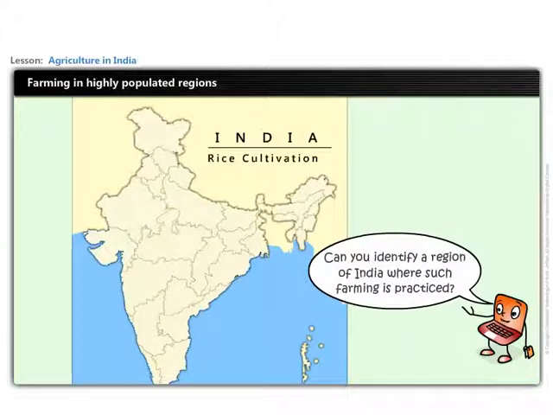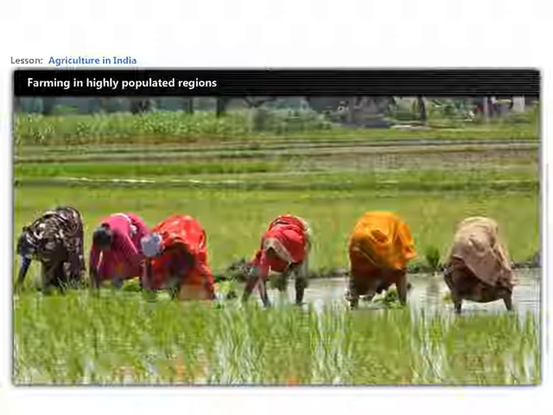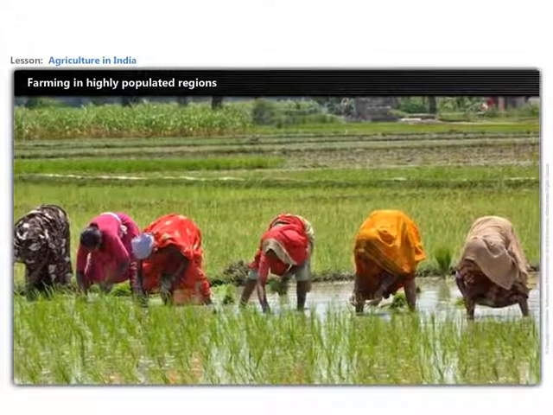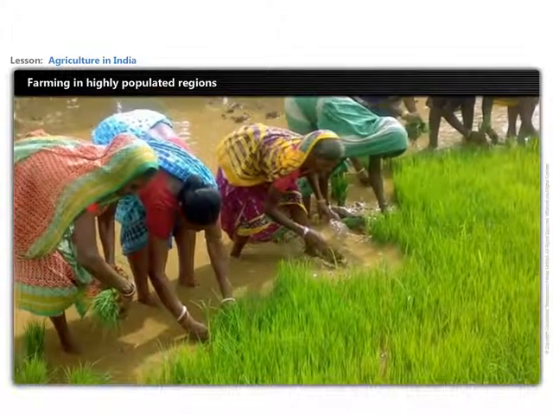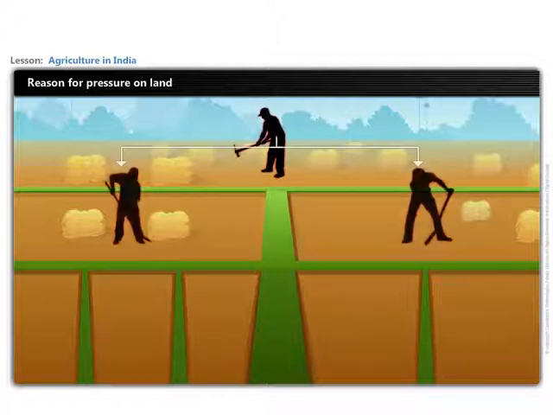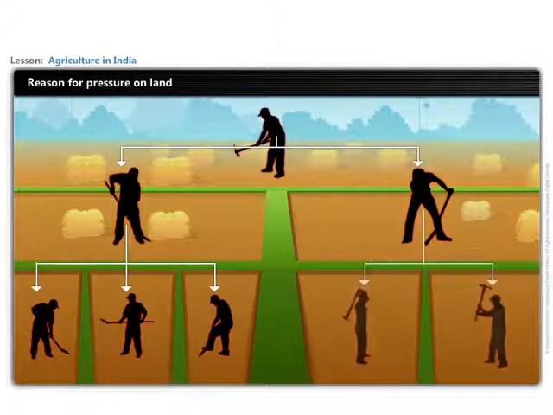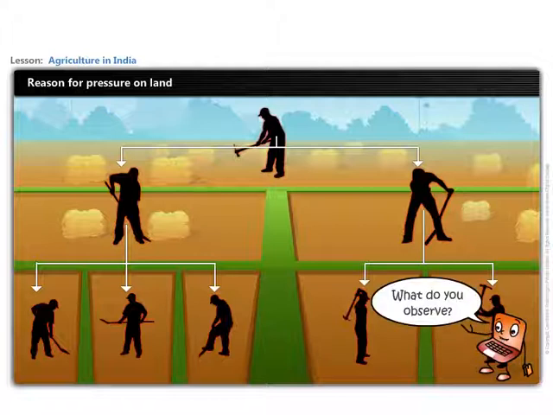Can you identify a region of India where such farming is practiced? This type of cultivation exists in the rice-growing Gangetic Basin in India, where there is a huge population pressure on land. Let us know the reason for enormous pressure on agricultural land in this type of farming. What do you observe?